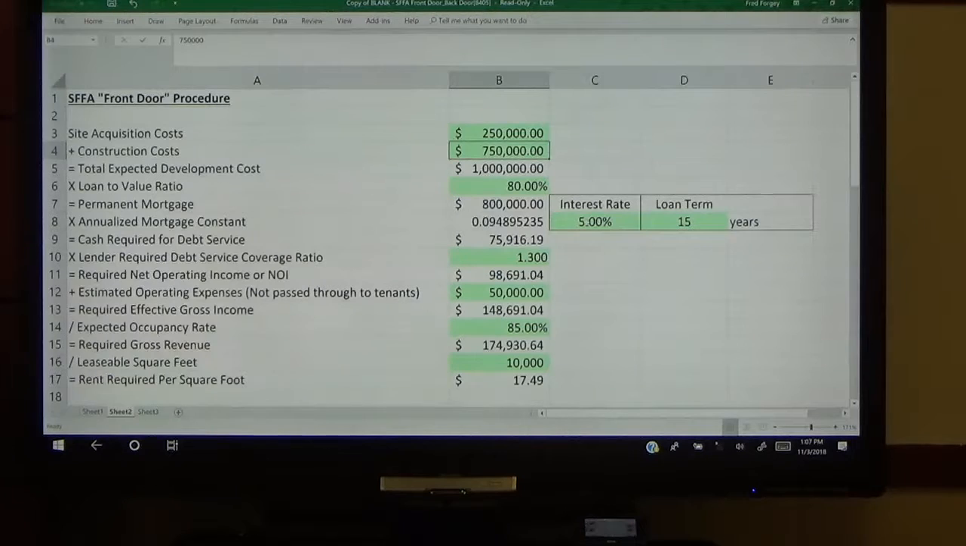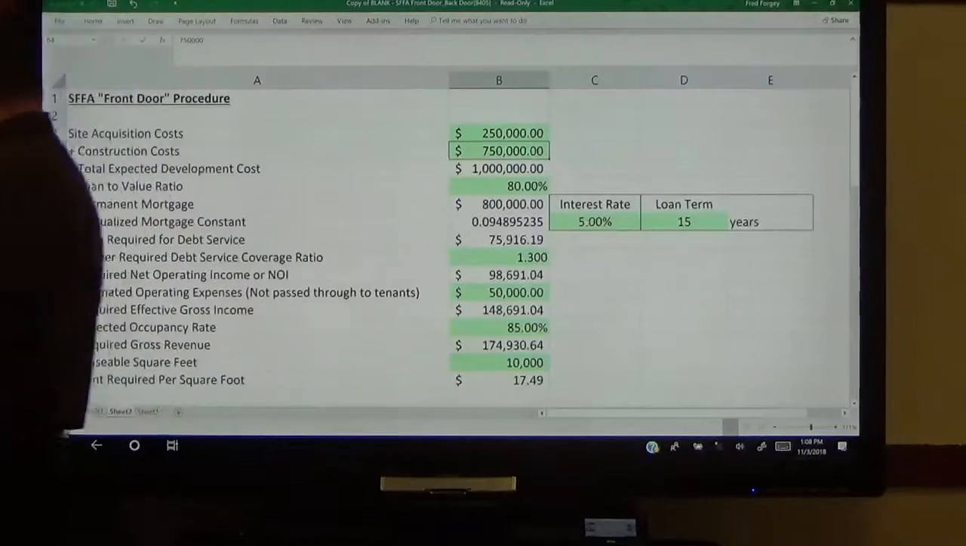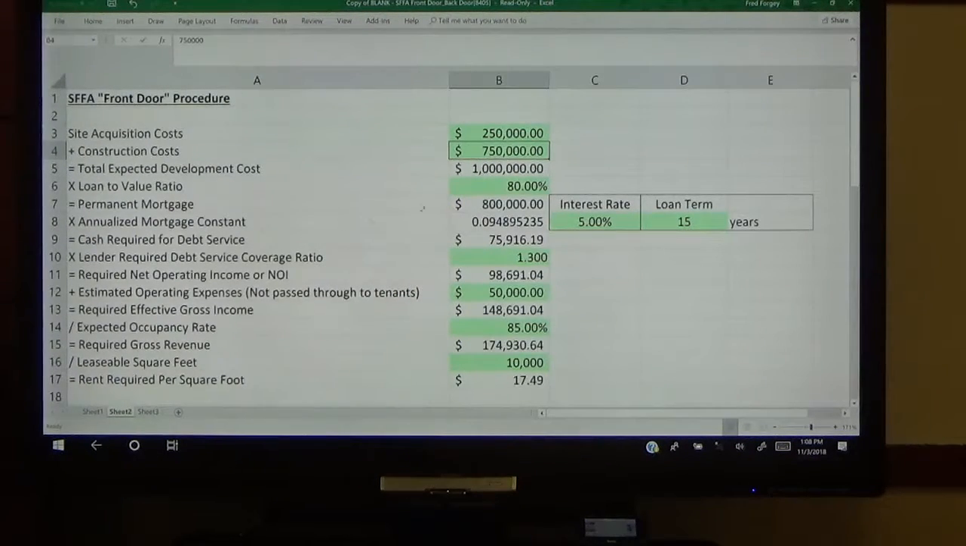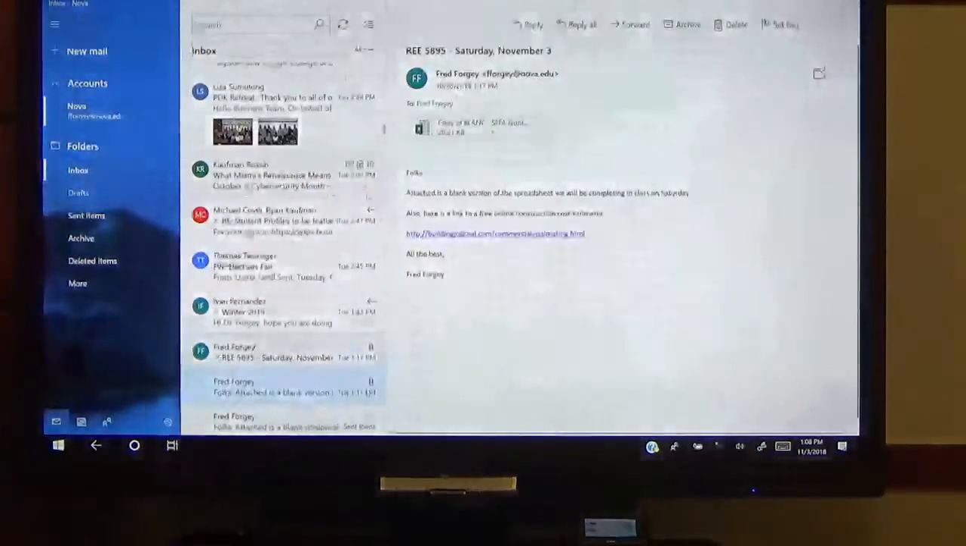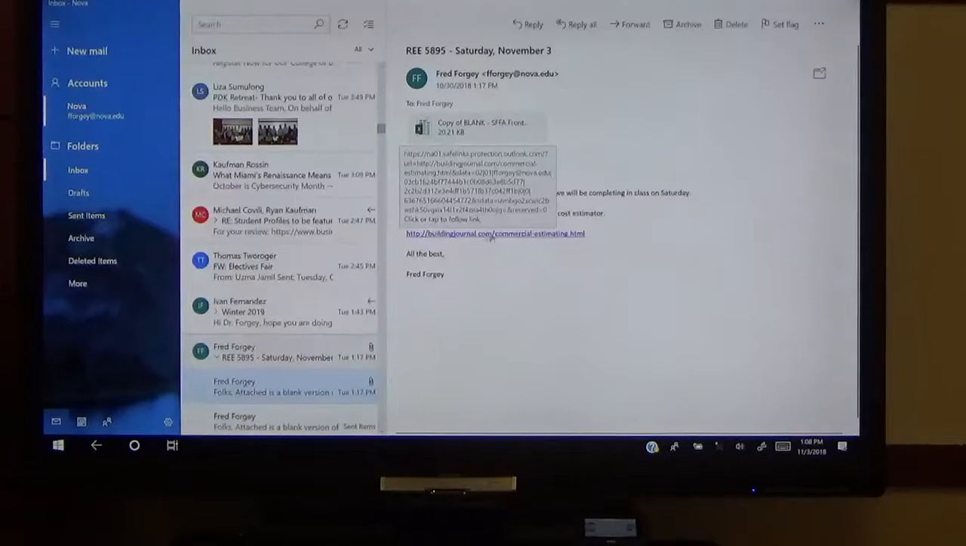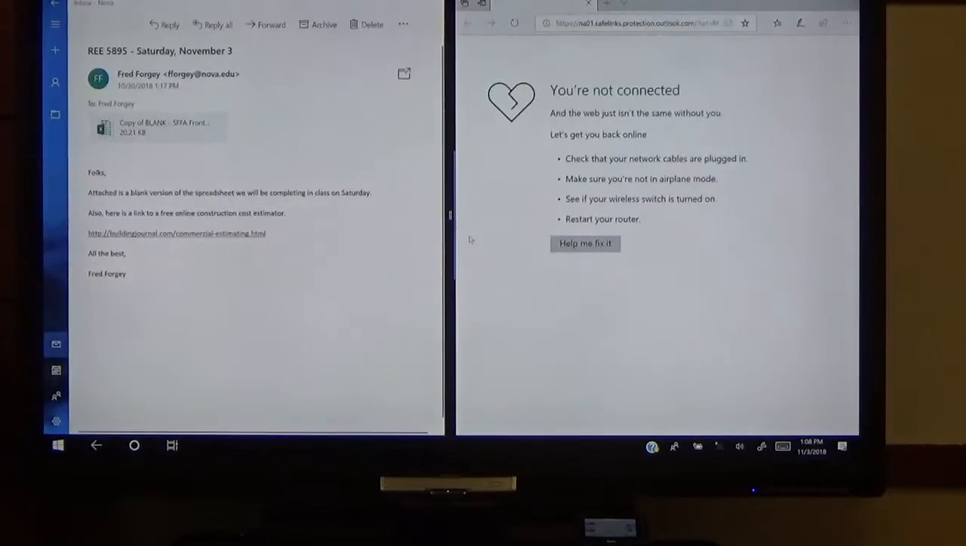Where do you get construction cost? Well, I sent you a nice little link with the spreadsheet of one of the free sites for construction. So let's take a look at that if we can. Assuming that will pull up in my mail. Yep. So in the email that I sent you, there's a little link here. And of course, I'm not looking through the internet. I'll get the link.